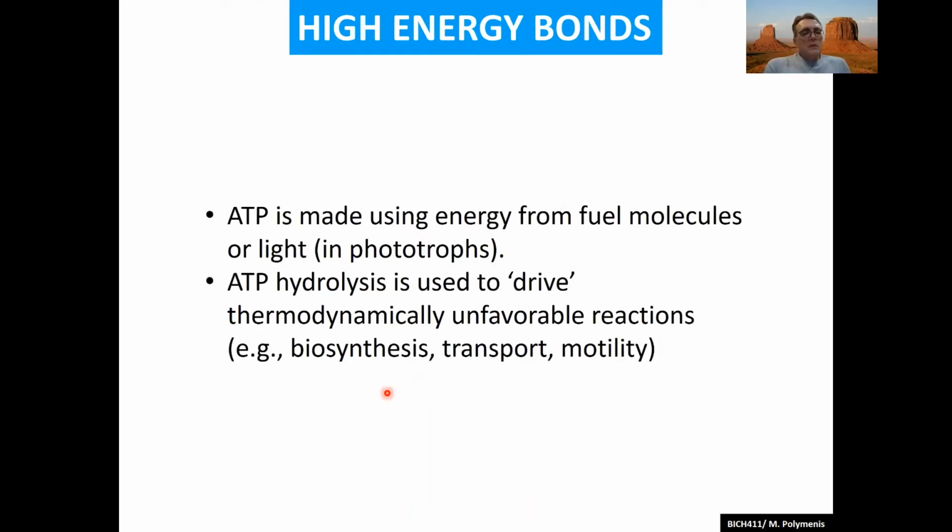So ATP is made using energy, as I said, from food, let's say glycolysis or oxidative phosphorylation in organisms, or by light if you use light in phototrophs. So you use the energy either of food that you consume or light, if you are able to capture the light. And again, you hydrolyze it in order to drive thermodynamically unfavorable reactions. And what are those thermodynamically unfavorable reactions?